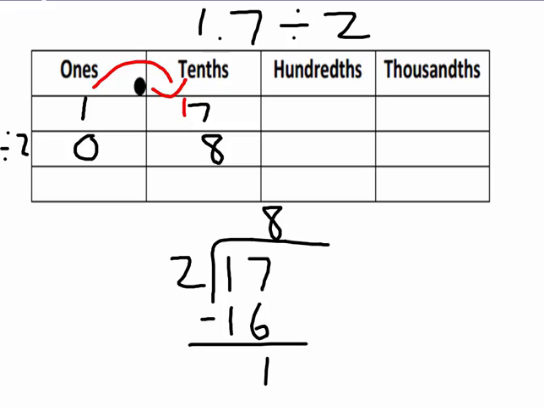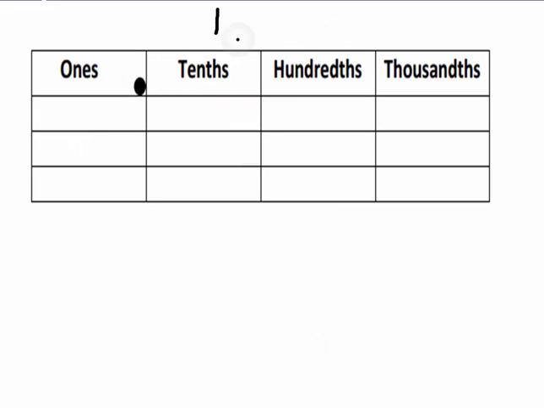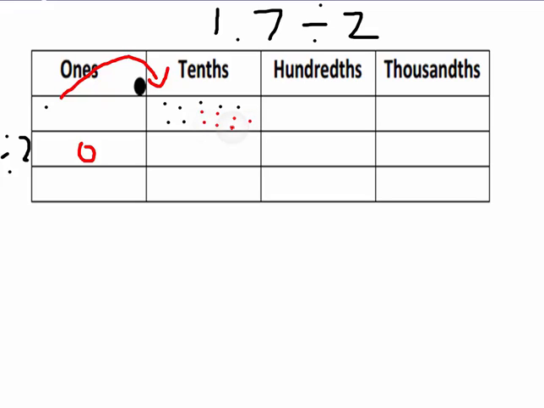So what do I need to do? Well, watch this little strategy. I'm going to write the exact same problem, but I'm going to use my dots this time. I have 1, 2, 3, 4, 5, 6, 7. Now what do I need to do? I need to divide by 2. So I'm circling groups of 2. I can't do that right now with this 1, so I'm going to put a 0. This one gets regrouped. When I trade 1 one for tenths, I'm getting 10. So that will be 1, 2, 3, 4, 5, 6, 7, 8, 9, 10.